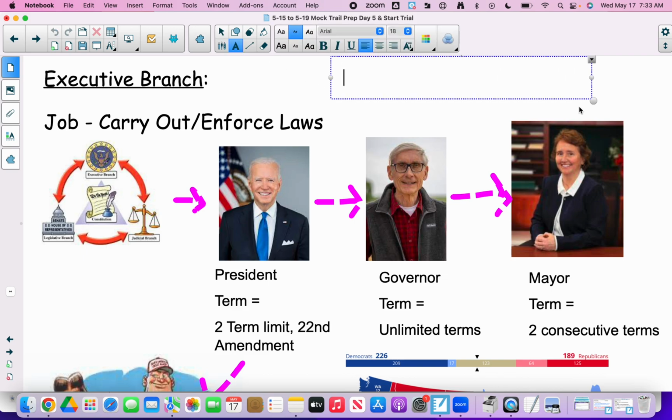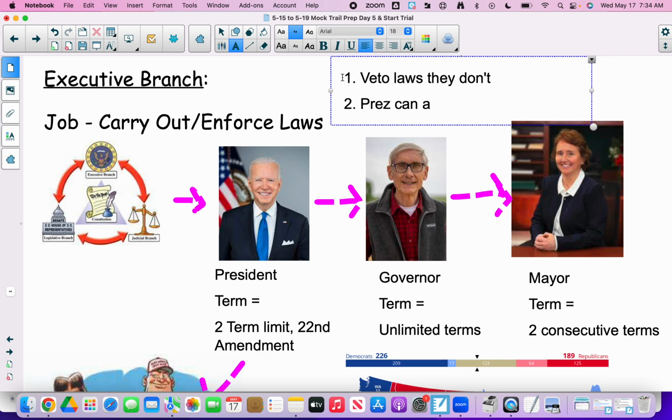by doing several things. Number one, the president can veto laws they don't like. That's number one. Number two is the president can appoint justices to the SC, Supreme Court. We have Amy Coney Barrett.